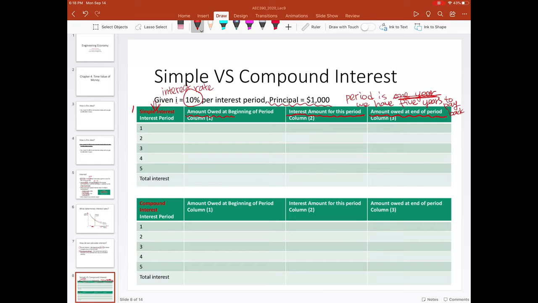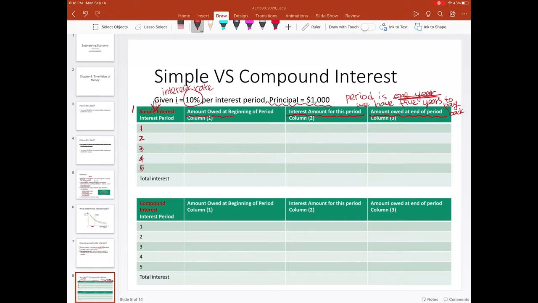So you're going to have 1, 2, 3, 4, 5. That's your 5 interest periods. At the end of each period, the bank will calculate how much interest you owe.